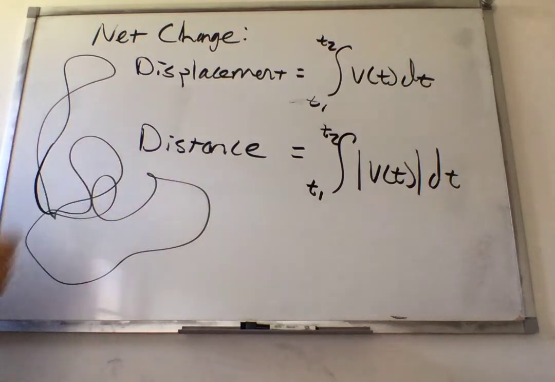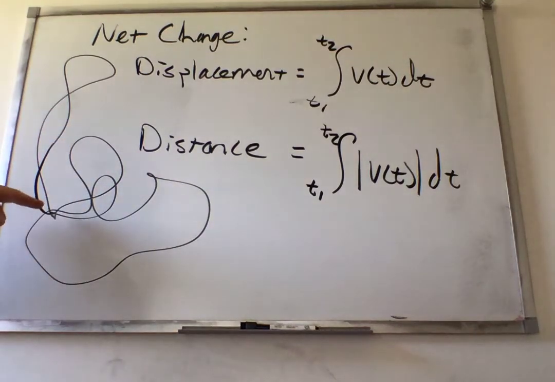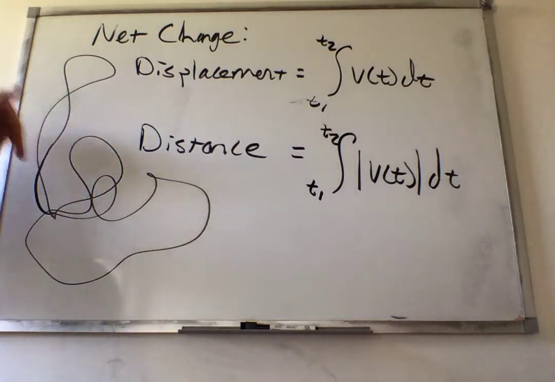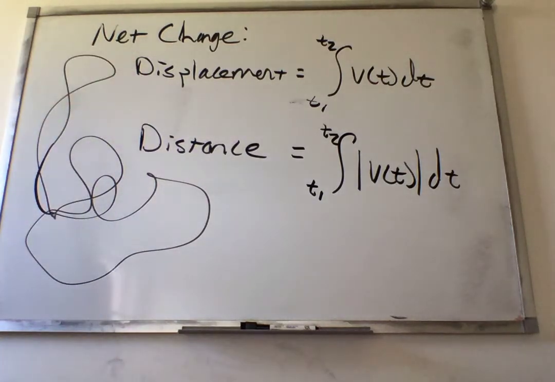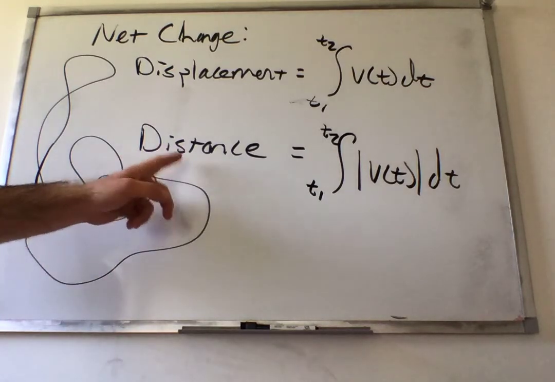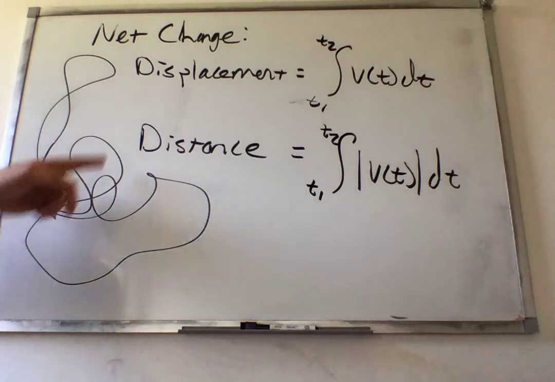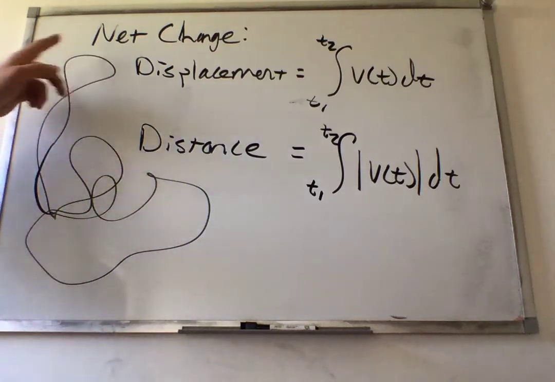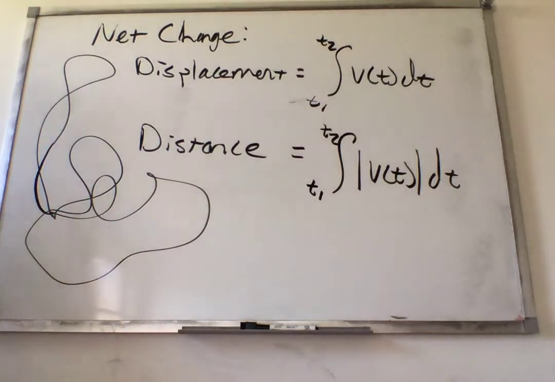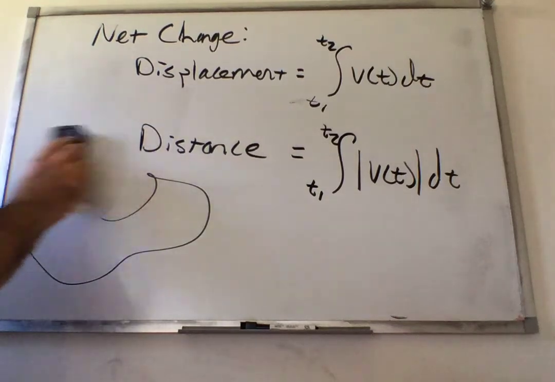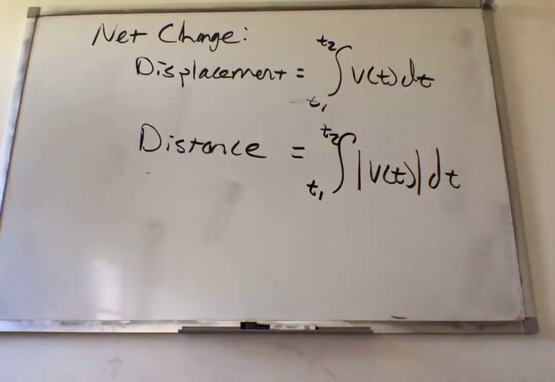Now, if it came back to the original starting point after we went through this entire crazy path, the displacement would be 0. However, the distance, that'd be a different story. We did travel a really long time. Maybe we want the distance. How far did it go till it came back to its original starting spot? Now, where you would care about distance over displacement.